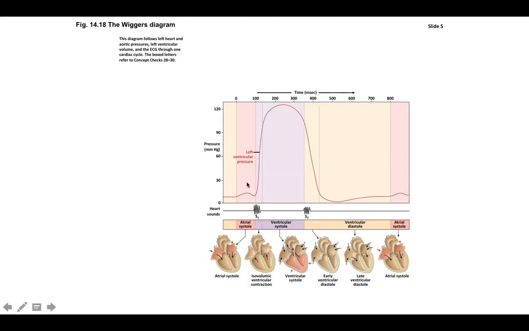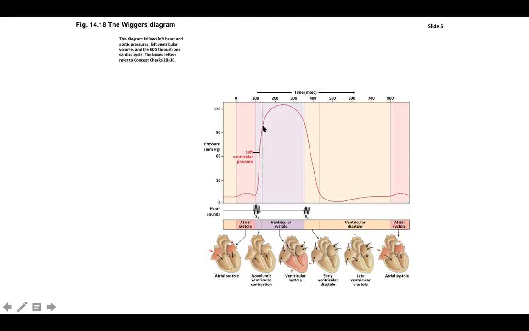During atrial systole, you're forcing about 25% more blood into that chamber. So that will increase the pressure in the left ventricle slightly. So this is left ventricular pressure. During isovolumic ventricular contraction, you can see that the pressure in the left ventricle rises significantly and quickly. It goes from a few millimeters of mercury all the way to almost 90, a little over 90 millimeters of mercury. And this is that isovolumic ventricular contraction.